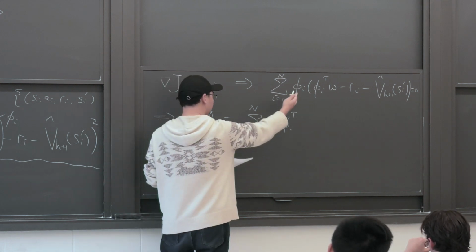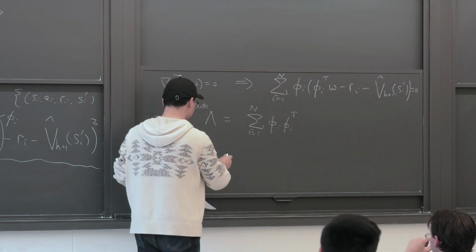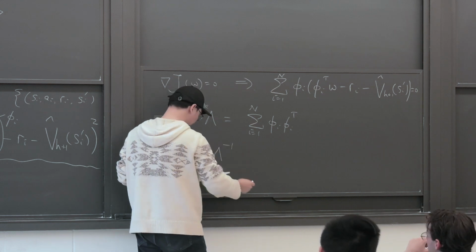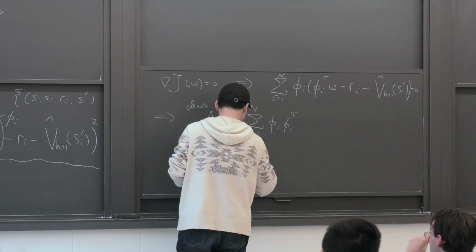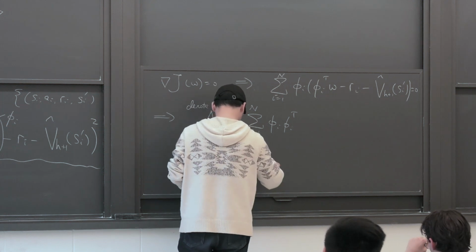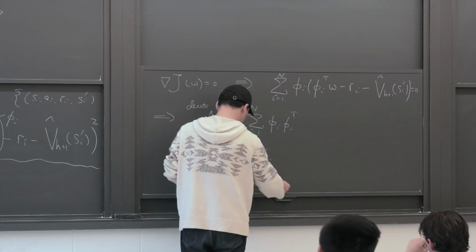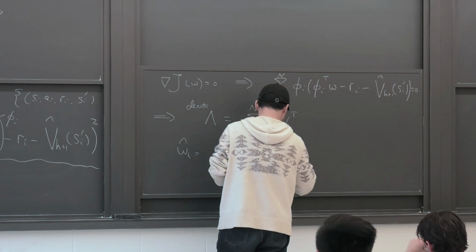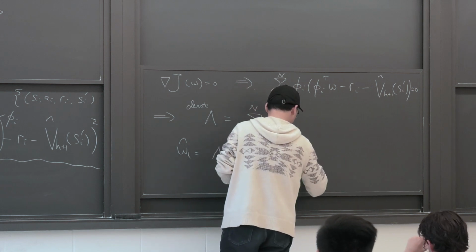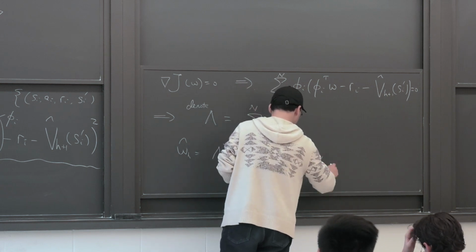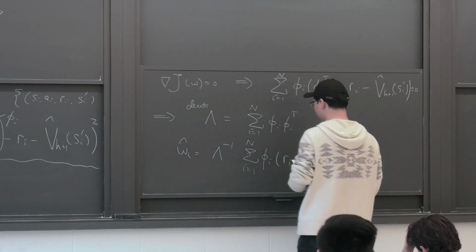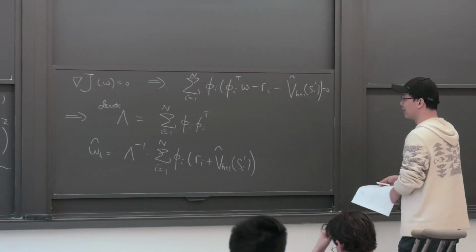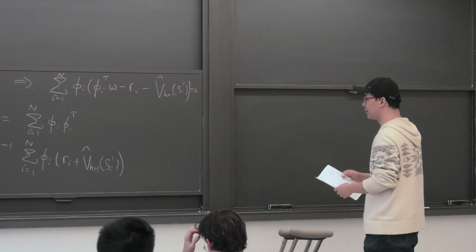The solution for w is equal to Lambda inverse times the summation i from 1 to n of phi_i times (r_i plus V_{h+1} hat of s_i prime). I'm directly telling you the answer, but it's very simple. It's a standard solution for the least square.